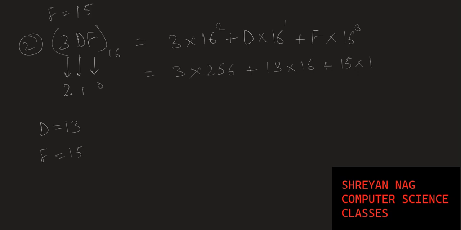So 3 into 16 squared is 256, plus 13 into 16, plus 15 into 16 to the power of 0, which is 1. 3 times 256 is 768. 13 times 16 is 208 and 15 times 1 is 15. So let us sum it up: 768 plus 208 becomes 976, plus 15 is 991 base 10. Okay, let us move forward.